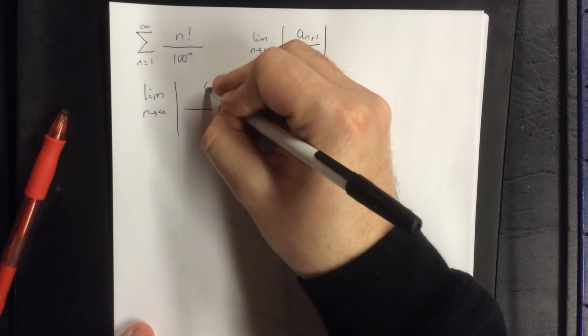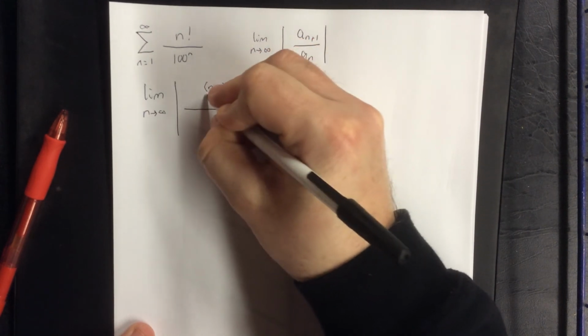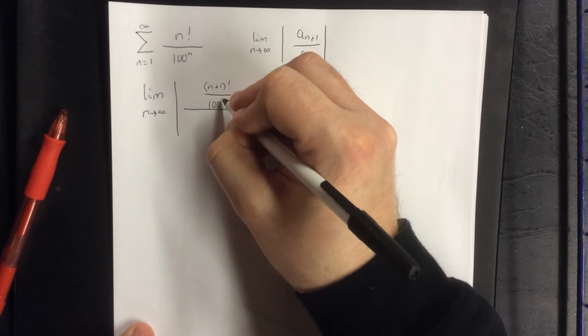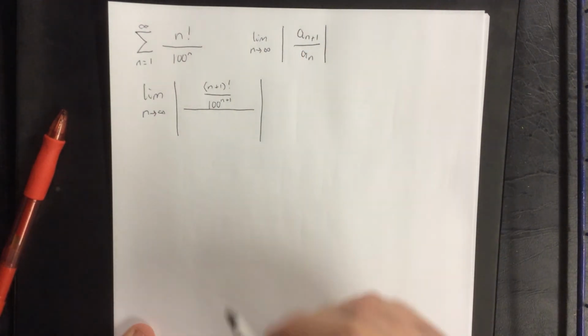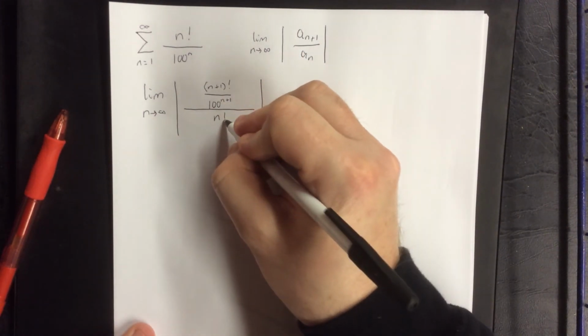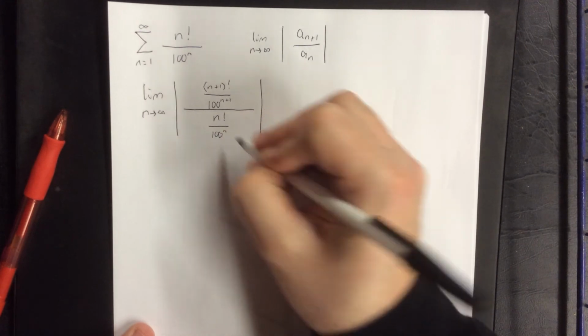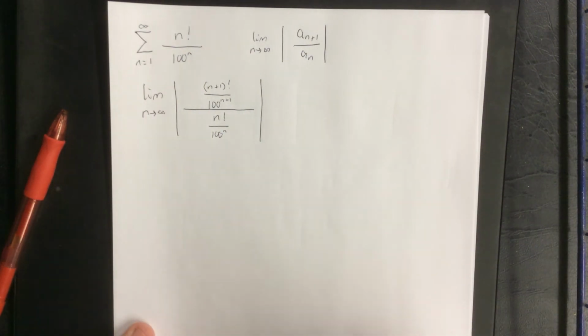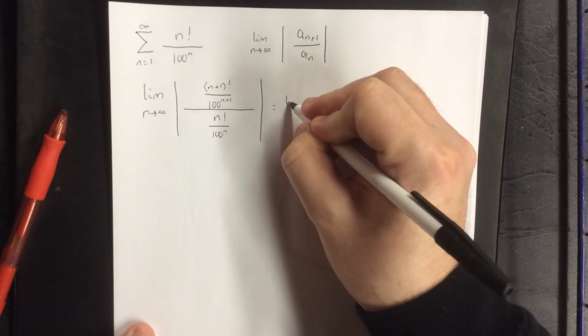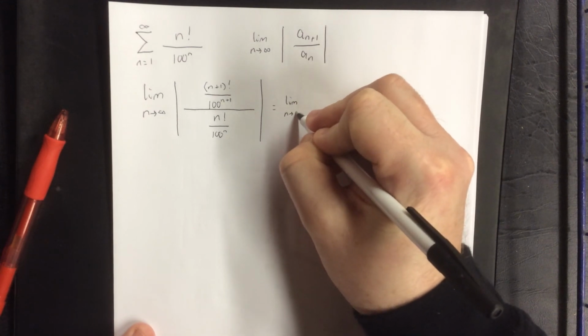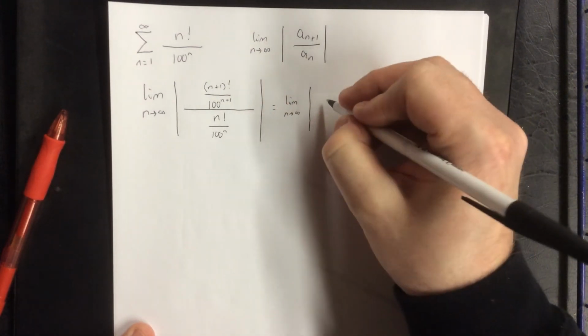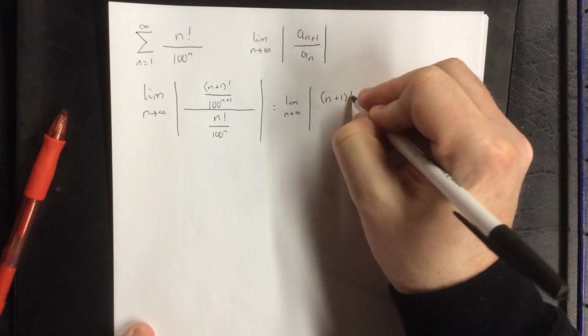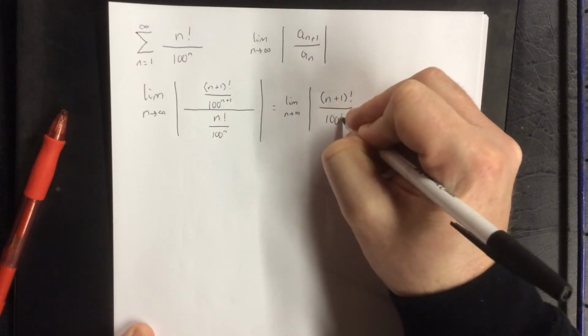We'll replace all the n's with an n plus 1. This will be n plus 1 factorial over 100 raised to the n plus 1 power. Those are big numbers. All over n factorial over 100 raised to the nth power. Same algebra as what we've seen on the last couple of examples. Since we're dividing by a fraction, we are going to flip and multiply.